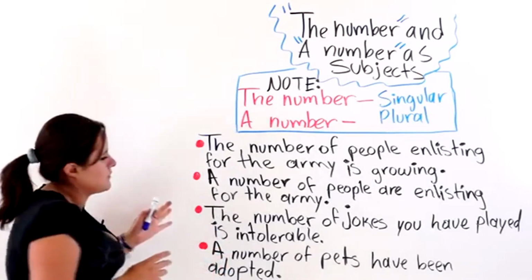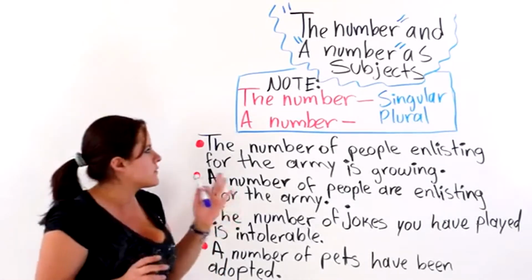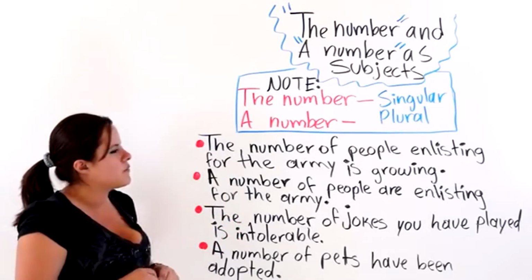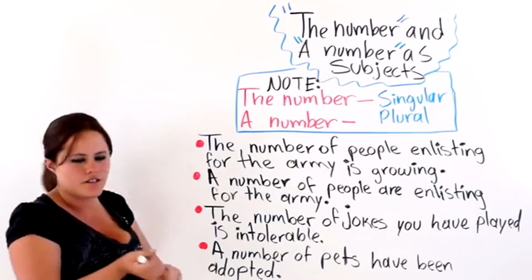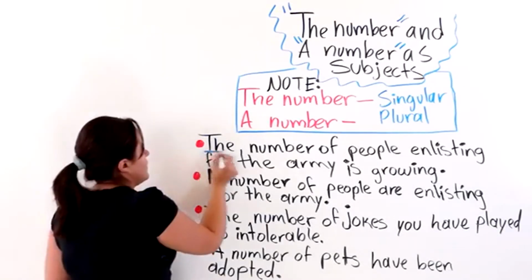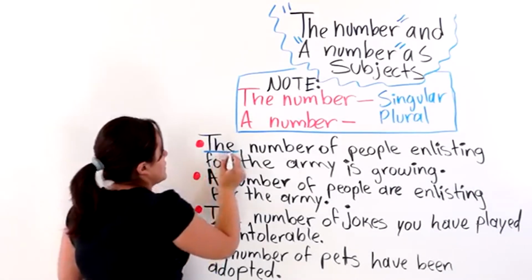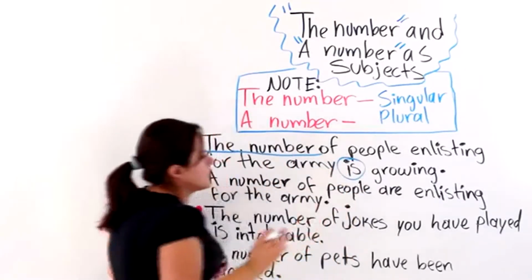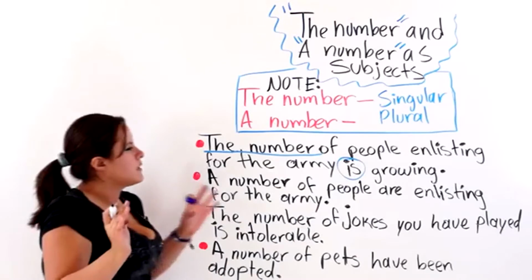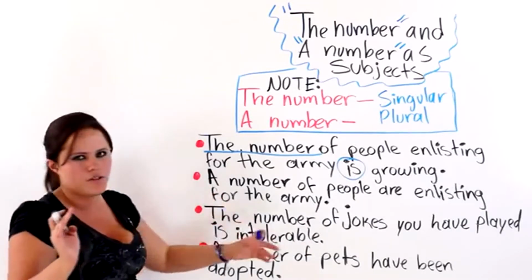I have four examples here written for you on the board, and the first one says, the number of people enlisting for the army is growing. As I told you before, the expresses singularity, so the number is singular. Therefore, we used a singular verb. The number of people enlisting for the army is growing.